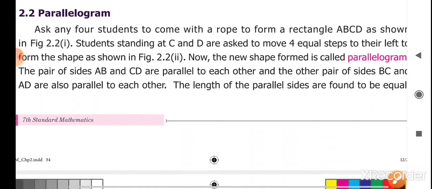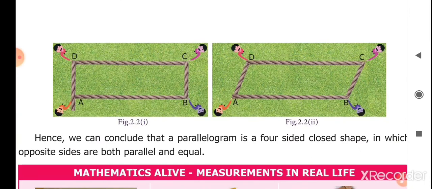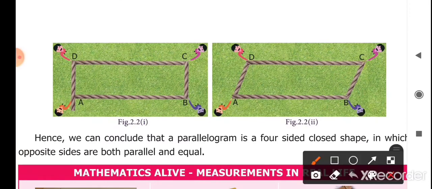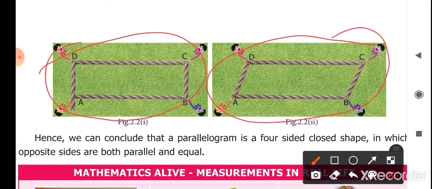Now here, this is a parallelogram. A parallelogram is like a rectangle, but a rectangle makes 90 degrees, while this doesn't make 90 degrees. That is the difference between a rectangle and a parallelogram.